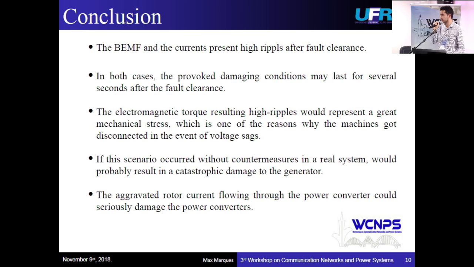For conclusion, the Benz and the currents present high ripples after fault clearance. In both cases, the damaging conditions may last for several seconds after the fault clearance. The electromagnetic torque resulting in high ripples would represent a great mechanical stress, which is one of the reasons why the machines get disconnected in events of voltage sag. These scenarios occurred without countermeasures, and the aggravated current flowing from the power converter could seriously damage the power converters.